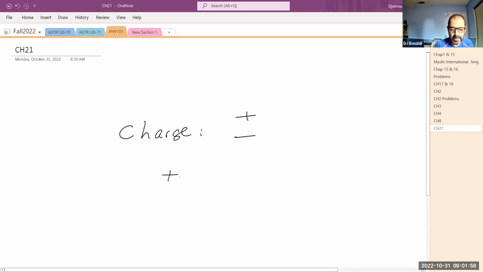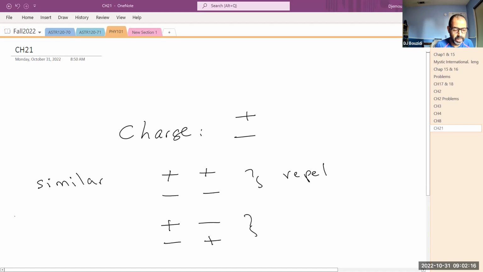Two similar charges, namely two positive charges or two negative charges, will repel. Two unlike charges, a positive and a negative, will attract. So that's what we learned last time, okay?